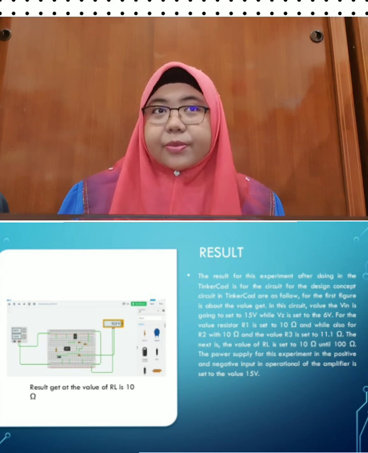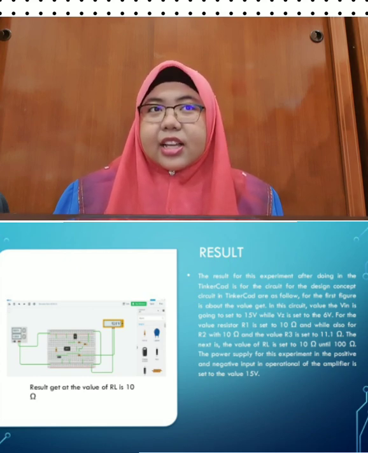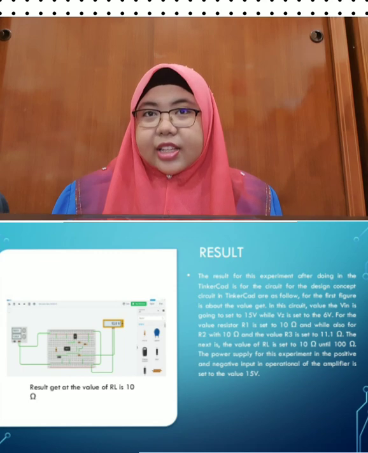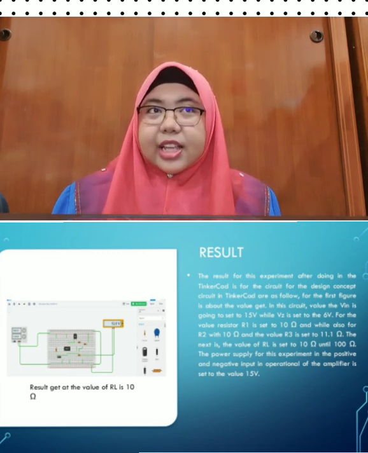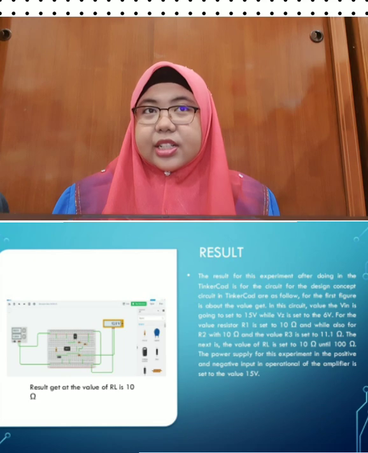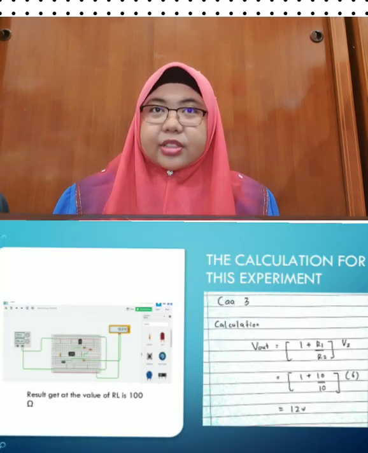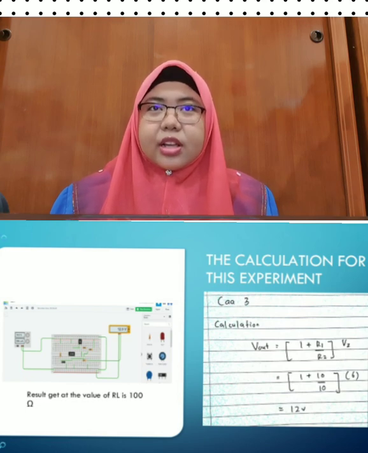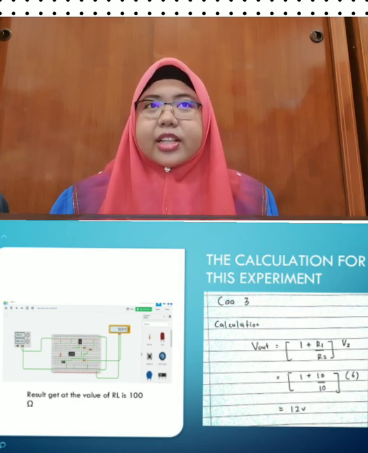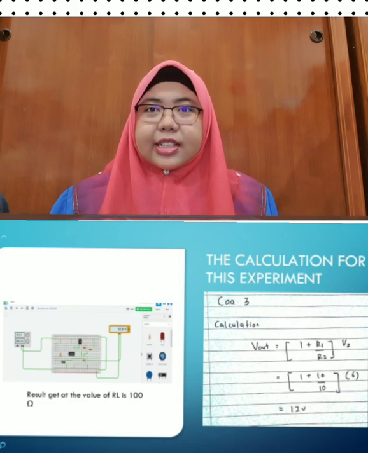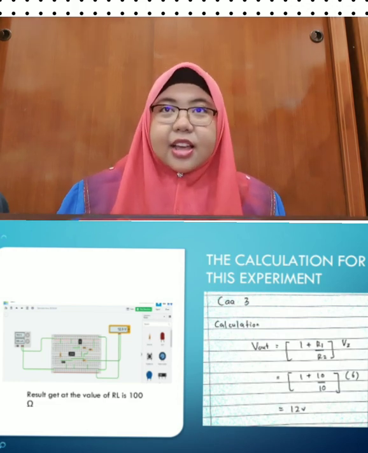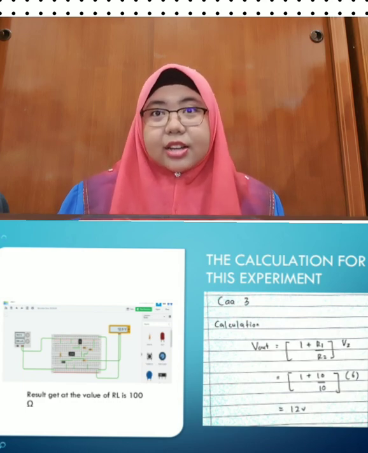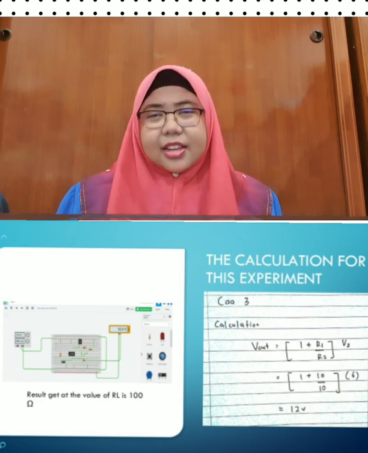The power supply for this experiment, the positive and negative input of the operational amplifier, is set to 15 volt, and this is the other result we get at 100 ohm. We did the calculation for this experiment to prove that the theory and calculation are nearly the same.